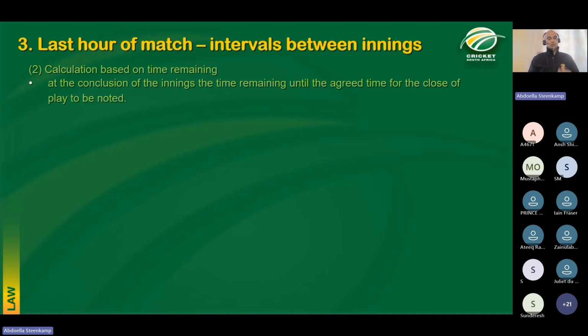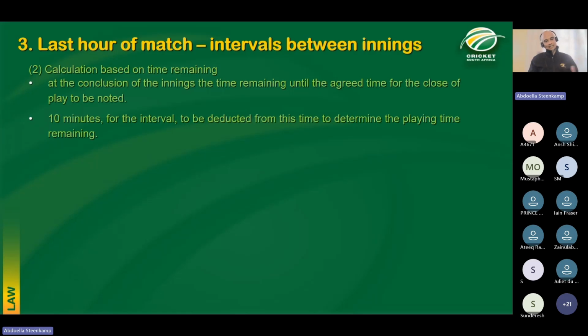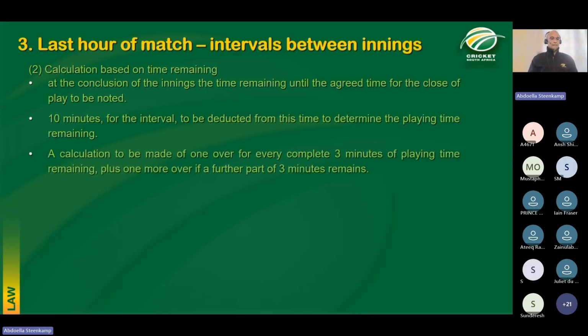First bullet point is, when the innings ended, please calculate exactly to the minute how much time is left in the last hour. Then take your answer in bullet point 1 and deduct 10 minutes from it. Then take your answer in bullet point 2 and divide it by 3. If you do have a fraction left, add another over. Okay, that's the theory. Let's apply it to our example.